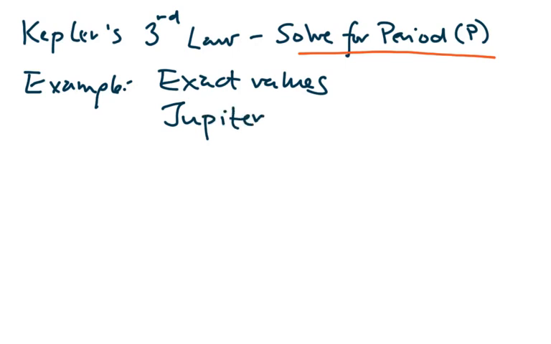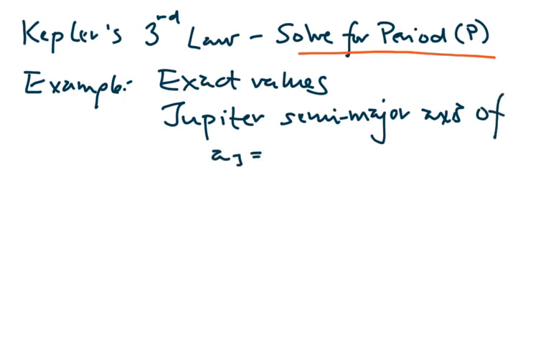So Jupiter has a semi-major axis of A for Jupiter equals 5.2 astronomical units. Remember, the semi-major axis tells us the typical distance of Jupiter from the Sun, and that value is expressed in astronomical units, where 1 astronomical unit is the distance from the Sun to the Earth. And the units are important for Kepler's law.